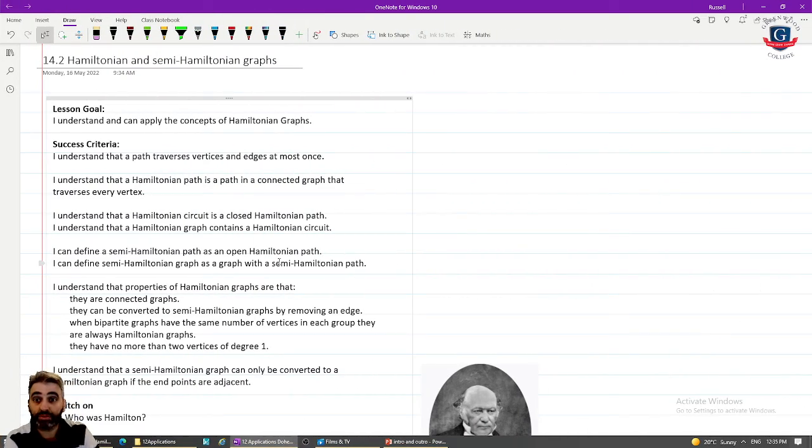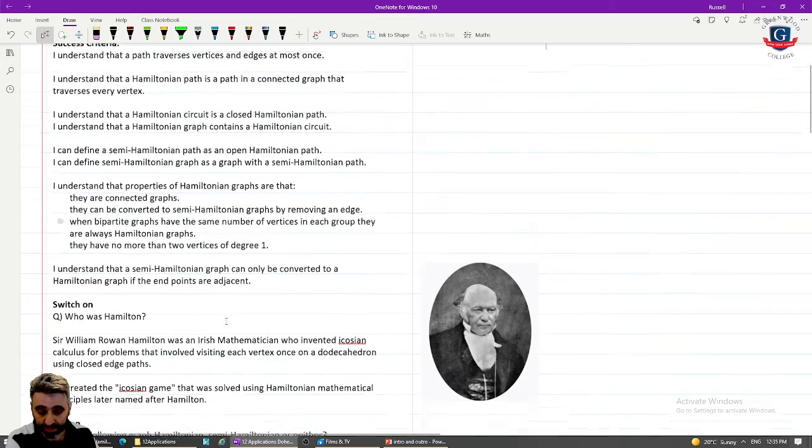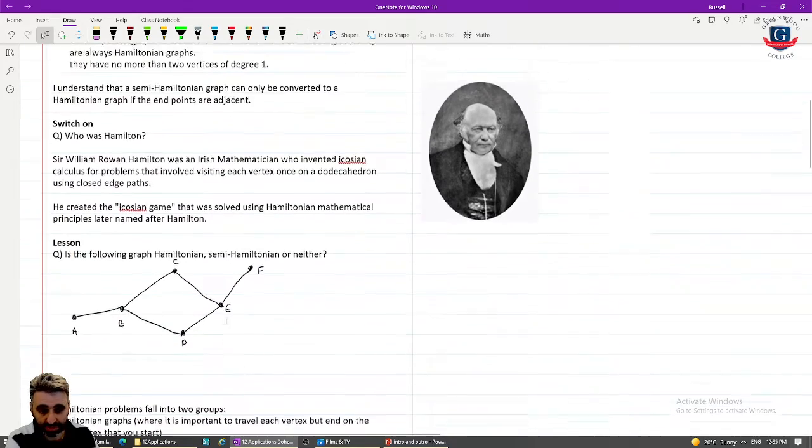Hi everybody, today we're going to have a look at Hamiltonian and semi-Hamiltonian graphs. They're a little different from the Eulerian graphs we did in the last video in that they are concerned primarily with vertices instead of with edges. So let's start with Hamilton.